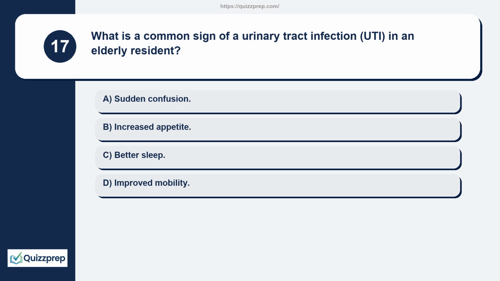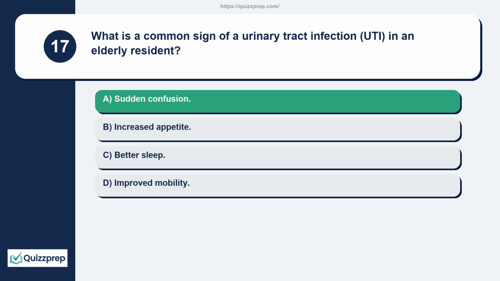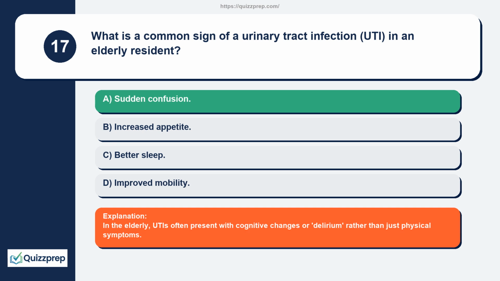Question 17. What is a common sign of a urinary tract infection, UTI, in an elderly resident? Sudden confusion, increased appetite, better sleep, improved mobility. In the elderly, UTI often presents with cognitive changes or delirium rather than just physical symptoms.